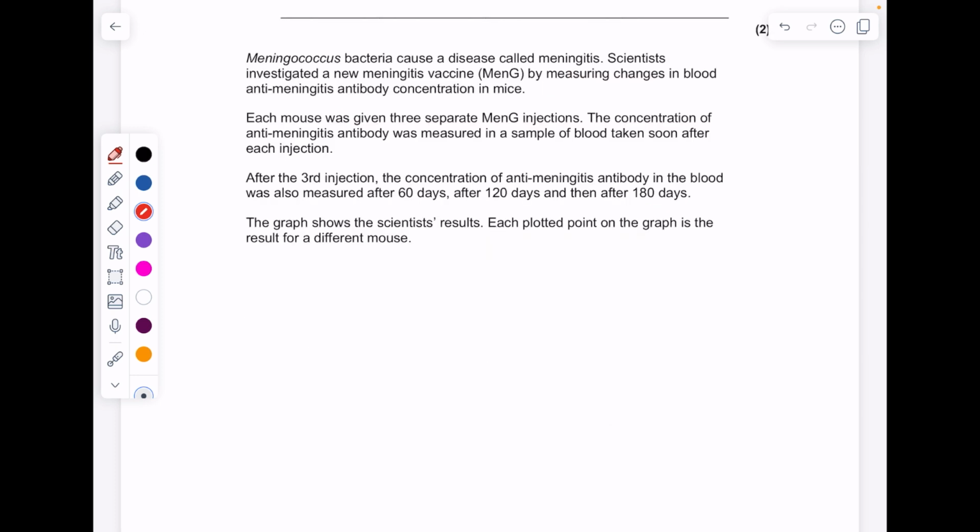Meningococcus bacteria cause a disease called meningitis. Scientists investigated a new meningitis vaccine by measuring changes in blood anti-meningitis antibody concentration in mice. Each mouse was given 3 separate injections. The concentration of anti-meningitis antibodies was measured in a sample of blood taken soon after each injection. After the 3rd injection, the concentration of anti-meningitis antibody in the blood was also measured after 60 days, 120 days, and 180 days. The graph shows the scientists' results.